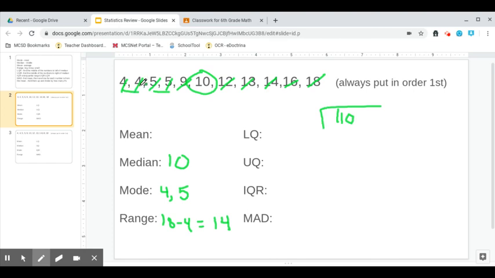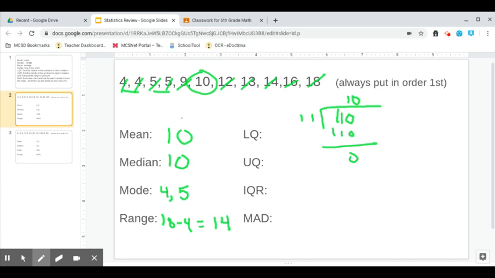Divided by 2, 3, 4, 5, 6, 7, 8, 9, 10, 11. How many times does 11 go into 110? Well, it goes in 10 times. 10 times 11 is 110. So my mean is also 10. Okay.